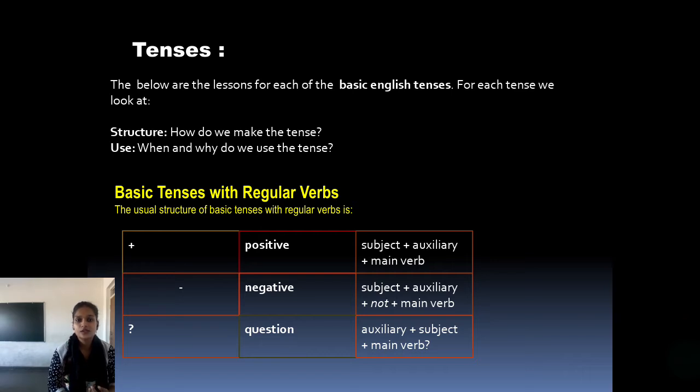Now the basic tenses with regular verbs, the usual structure for all the basic tenses with regular verbs are here. There are different kinds of sentence. So first we will talk about the positive sentence. First we will use the subject. Subject is one of the parts of the complete sentence.